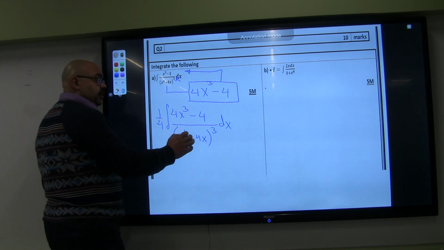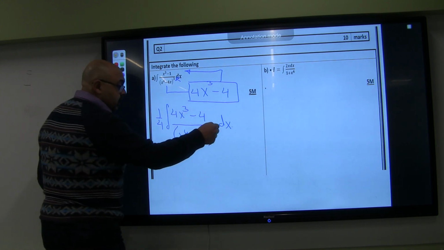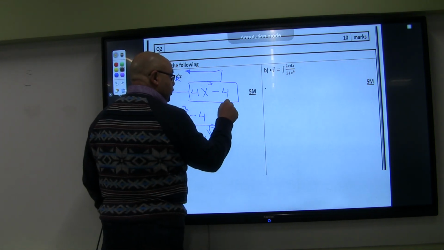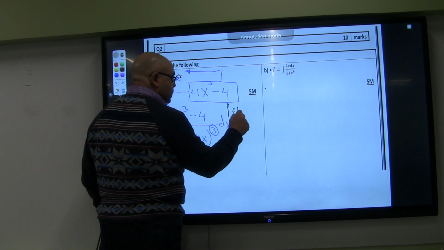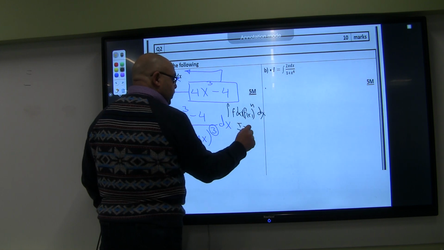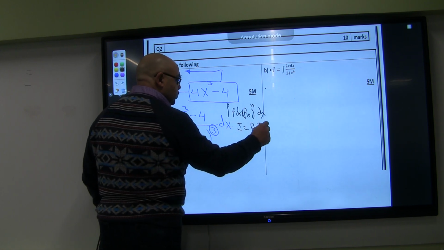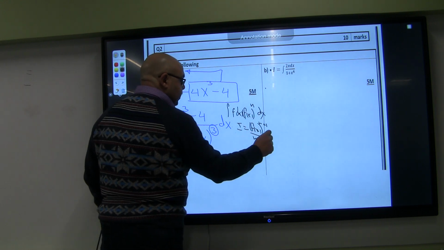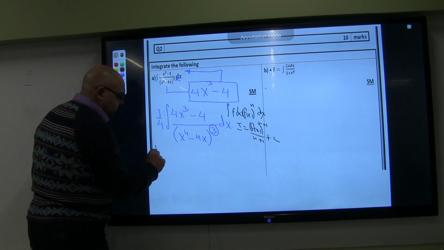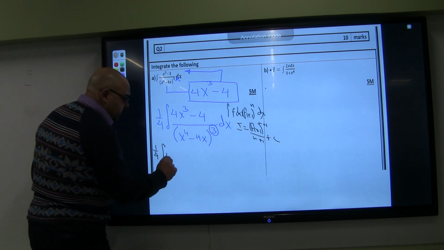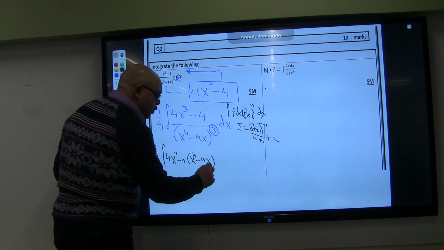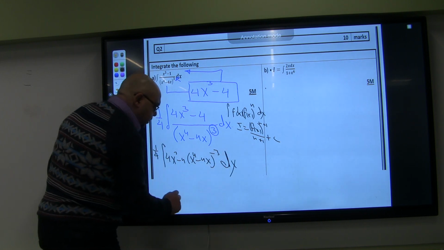Here the numerator is the derivative of a part of the denominator, so I will have to follow the law which states that if you have the integral of f dash x times f of x to the power of n dx, the integration is going to be very simple, which is f of x to the power of n plus 1 divided by n plus 1 plus a constant. This is very simple. Don't forget that it can be written as 1 over 4 integrate 4x cubed minus 4 times x to the power of 4 minus 4x to the power of negative 3 with respect to x.